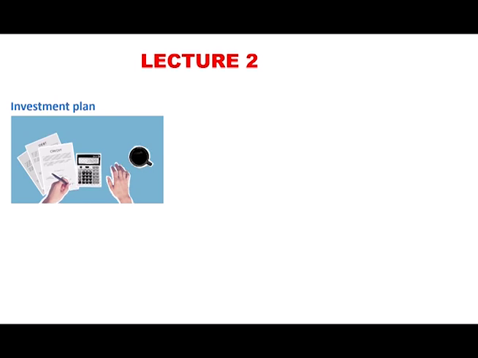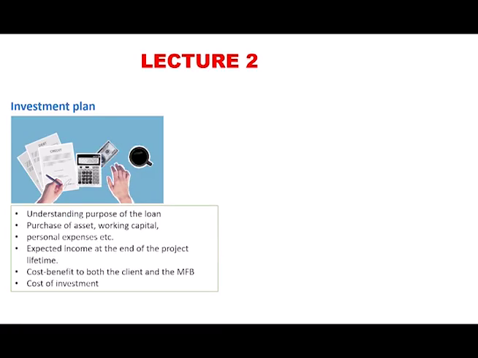3. Investment plan. Investment plan should contain detailed explanation of proposed business undertakings. For microfinancing, investment should focus on the client's business and not ideas. MFBs should understand the clients as well as the business. Reason to grant loan for investment purpose should be tailored towards understanding purpose of the loan, i.e., purchase of asset, working capital, etc., expected income at the end of the project lifetime, cost benefit to both the client and the MFB.